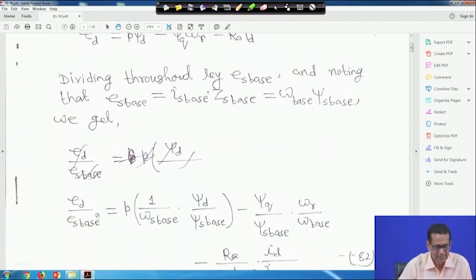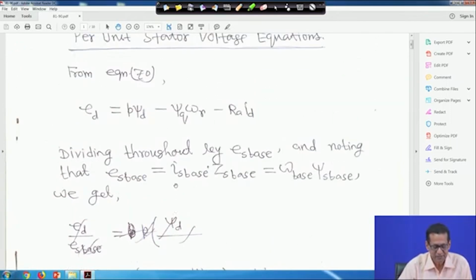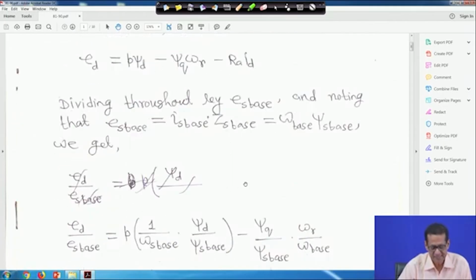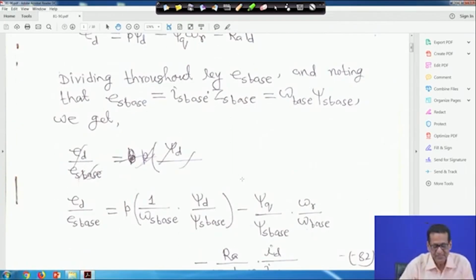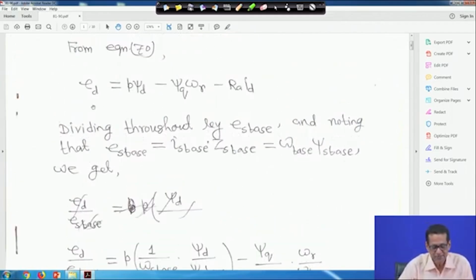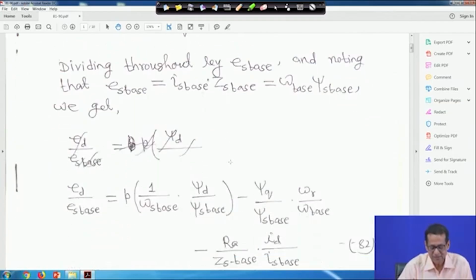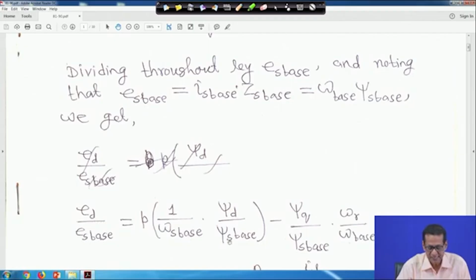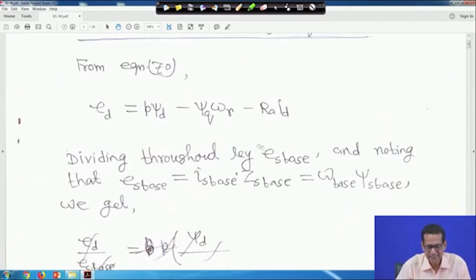If you divide both sides, Ed by Es base, and on this side also we can divide, Es base is equal to Is base Zs base. This is my p psi d. So both sides we are dividing by Es base: Ed by Es base, then this term p psi d we are making as Is base, omega base, then psi s base. So this term is divided by omega s base, here I have missed s, right. So this thing is omega s base psi s base.